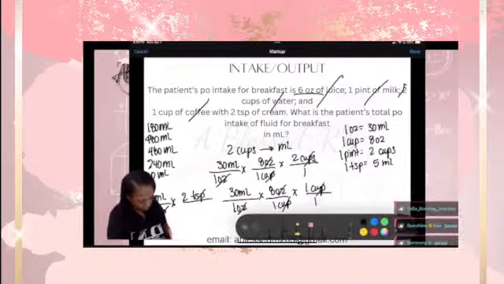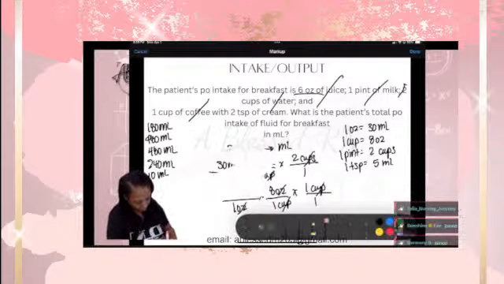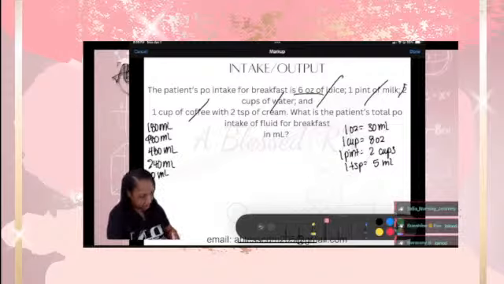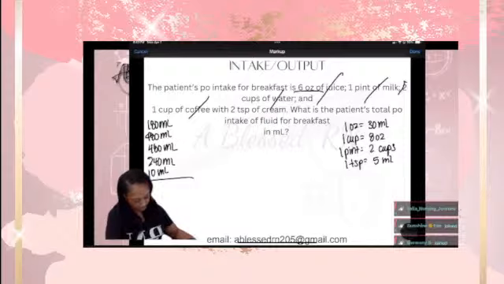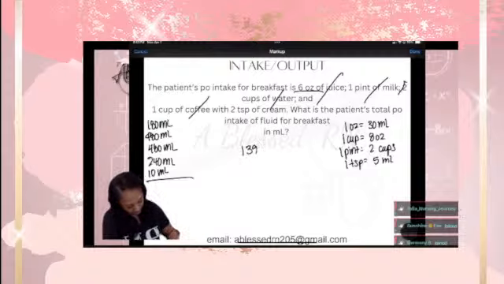All right. So now get all of that out of the way. And so everything now has been converted to milliliters. Okay. So we can add all of them together. 480 and 180 and 480 again and 240 and 10. And I got this many.